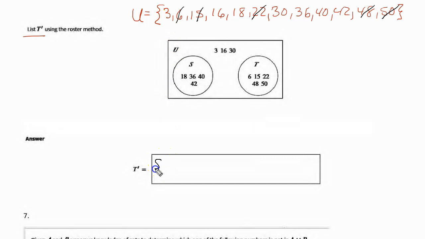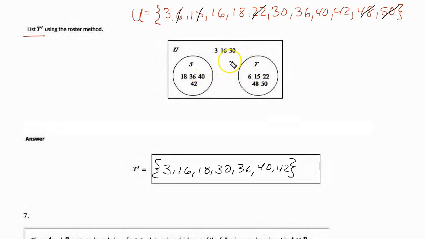Once we've defined the universe, we take out the members of T, and then what's left, and we use a brace: 3, 16, 18, 30, 36, 40, 42. Notice I got carried away. I put a comma there, so I'm going to go back and take that comma away. Then, if I were a student, I would check my work. I counted 1, 2, 3, 4, 5, 6, 7, 8, 9, 10, 11, 12. And then I counted again and got one number off, and of course it's wrong. So it's good to check that.